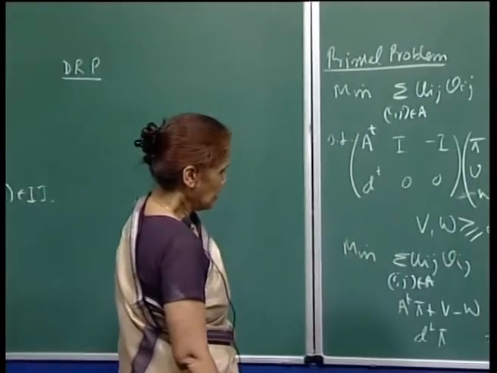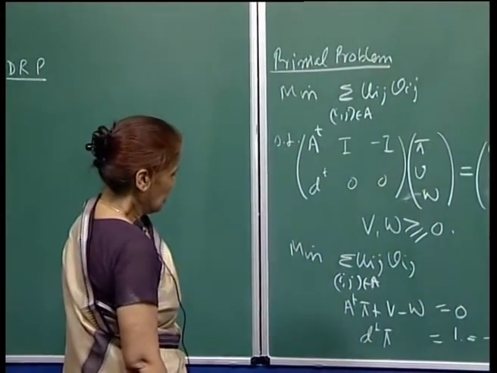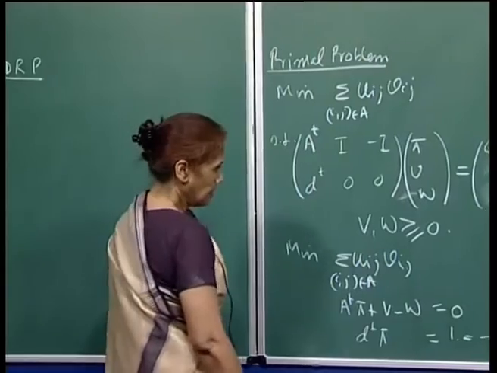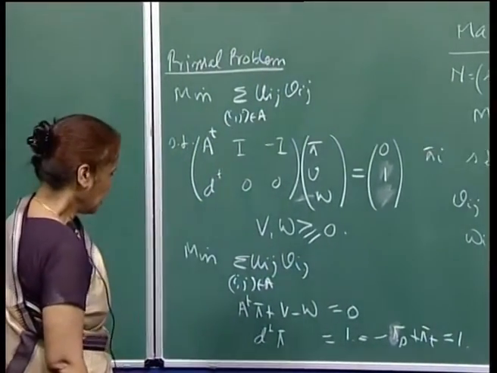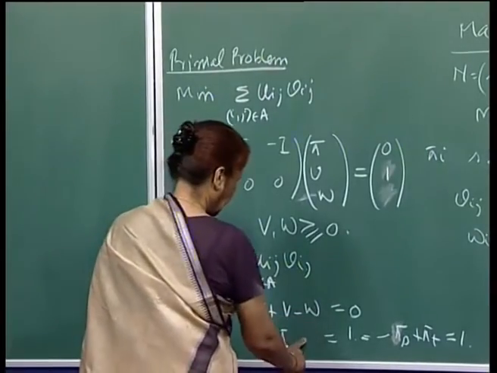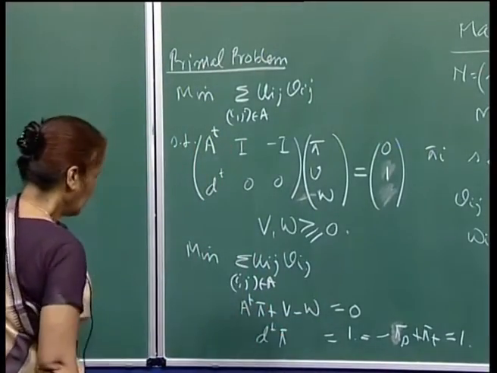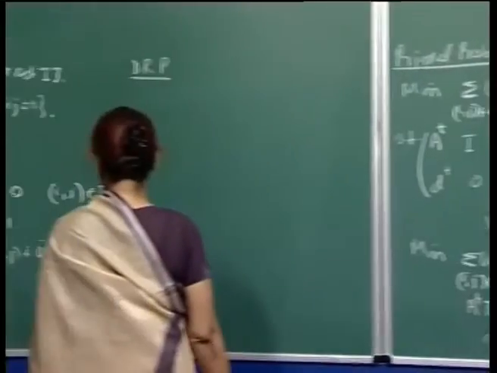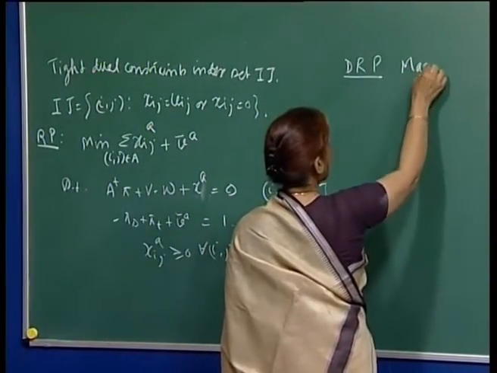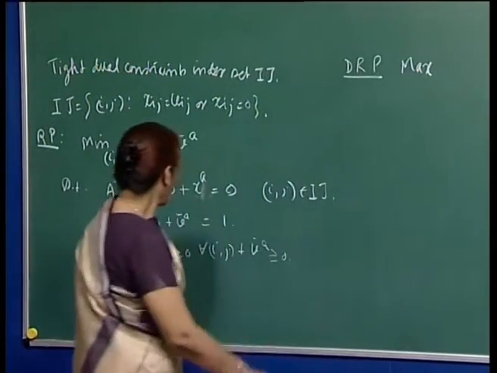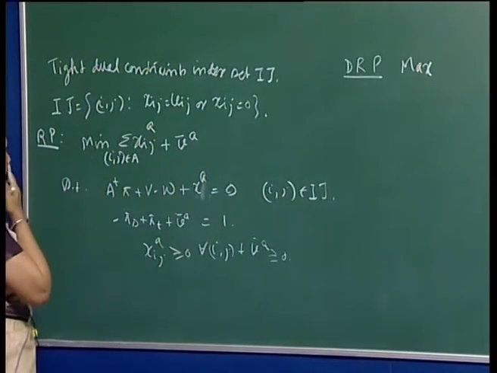By the way, here I should not have written this. This was x_ij, and I could have written something else here, but let us see. Anyway, I will try to write. So this will be maximize. Let us write the restricted dual now.